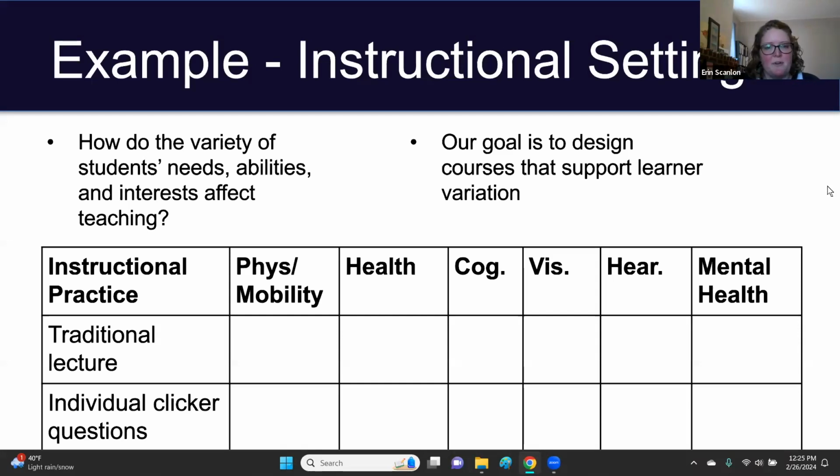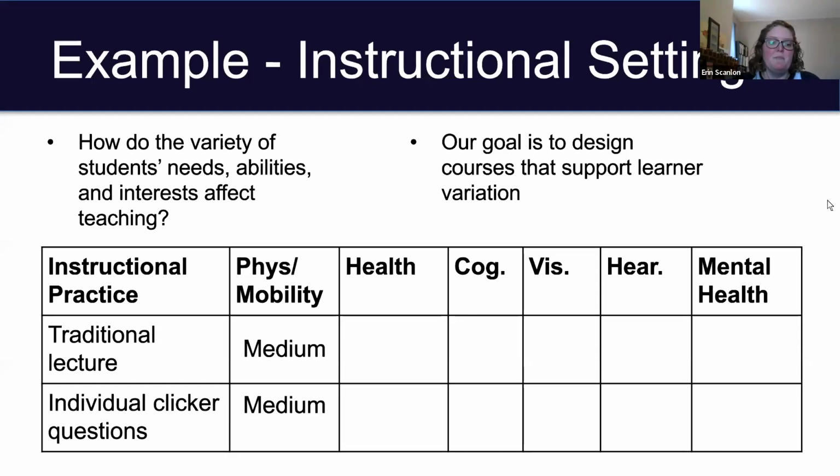So as an example, I have selected two different instructional strategies, and we can consider how they will load on or affect students in the course. For my two examples, I'm doing traditional lecture and individual clicker questions, and then we can consider how these different instructional practices load on the 6 different dimensions of ability.